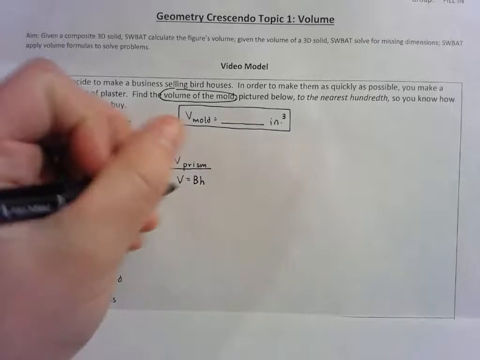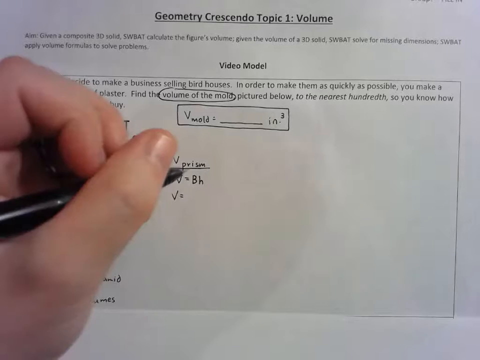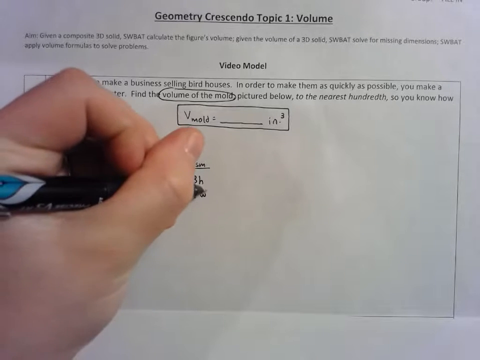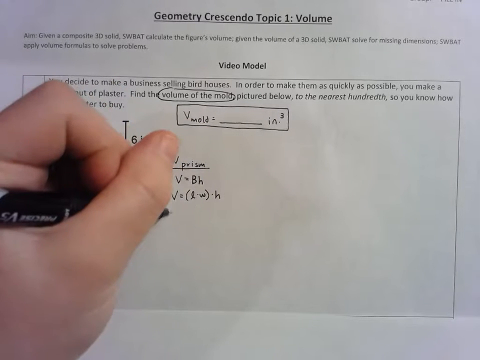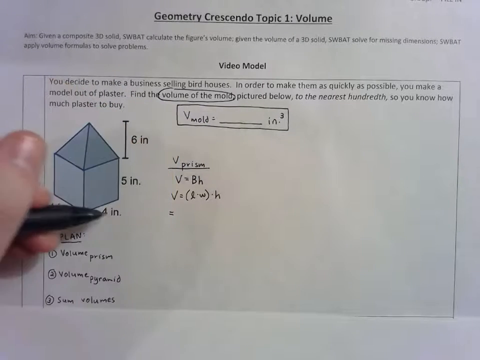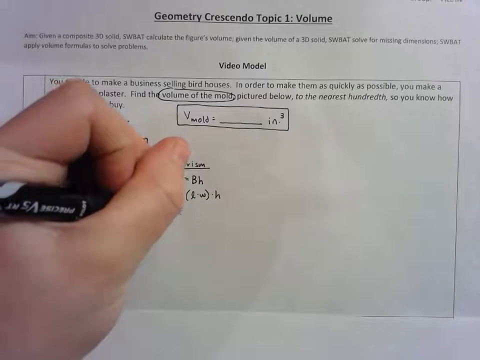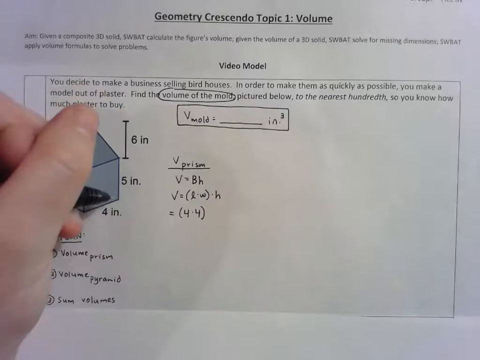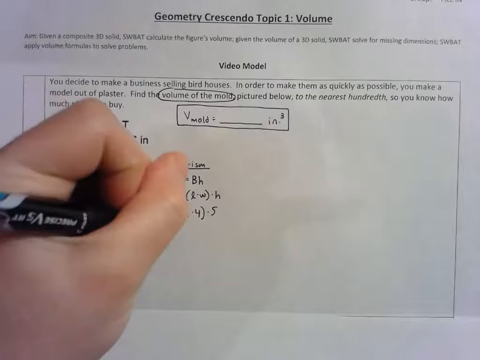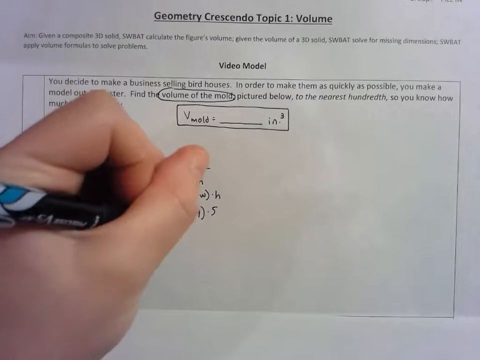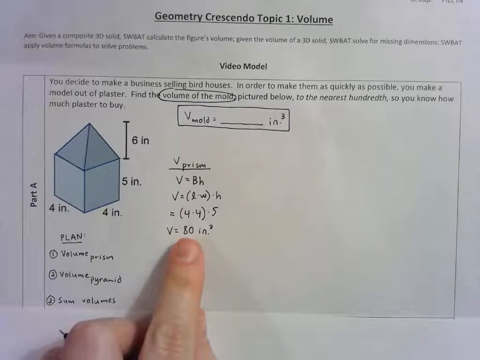In this case, I am dealing with a rectangular prism, so I know that the area of the base is going to be length times width, and then I'm going to multiply that by the height. I can look at the dimensions of my figure here and identify that the length and the width are both 4, and that the height of the prism is 5. When I put all of these into my calculator, I find that the volume of the prism is 80 cubic inches. Don't forget your units in this case.